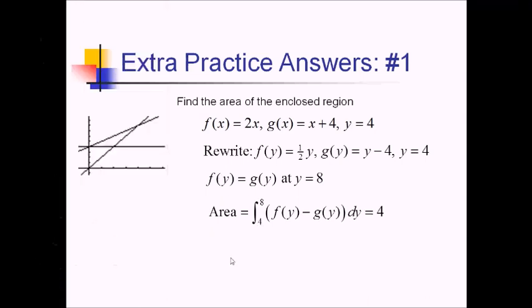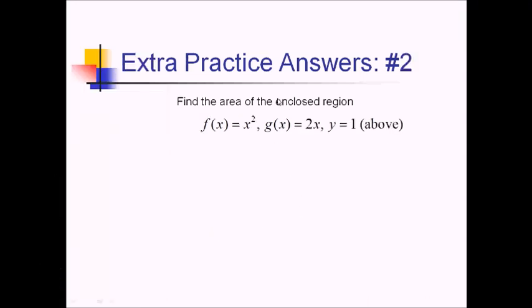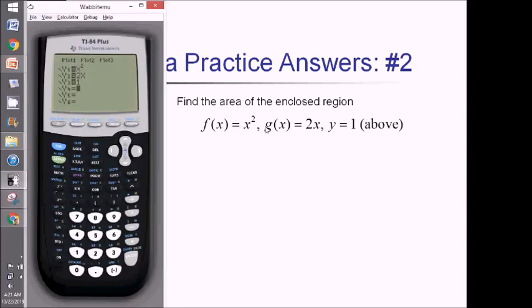Nice. For this problem, I want to find the area enclosed by x squared, 2x, and the horizontal line y equals 1. We just want the area above 1. Let me start by graphing all these. So I've got all these in my y equals. Let me just do zoom 6 to see what it all looks like. So there's my parabola, my line, and that line as well.